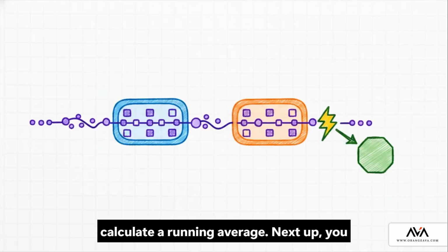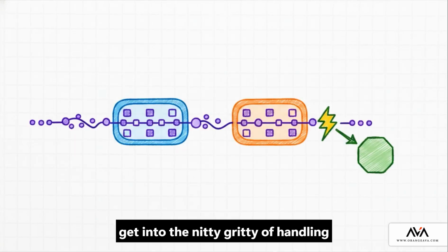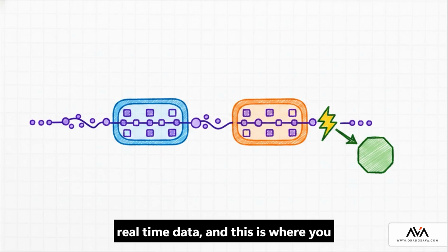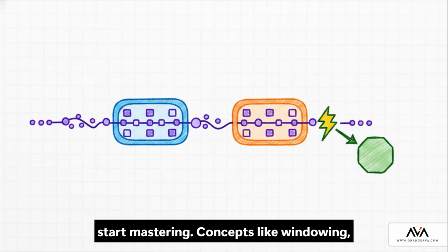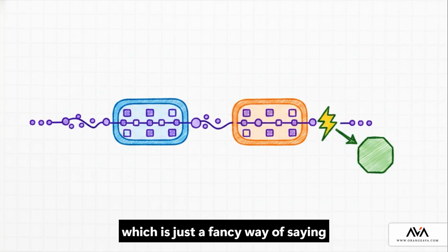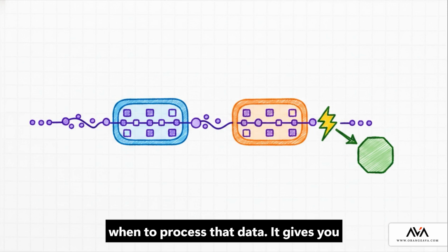Next up, you get into the nitty-gritty of handling real-time data, and this is where you start mastering concepts like windowing, which is just a fancy way of saying you're grouping data by time, and triggers, which lets you decide exactly when to process that data. It gives you this incredible, precise control over your data streams.